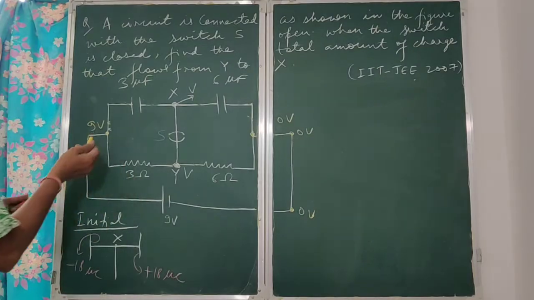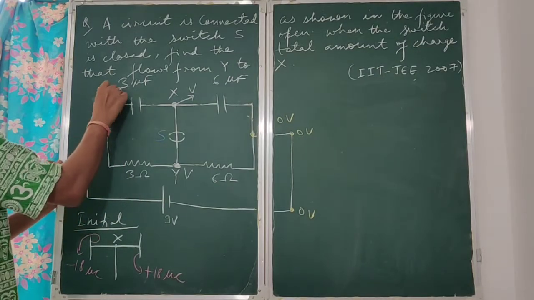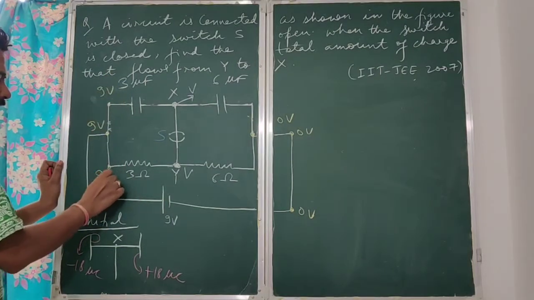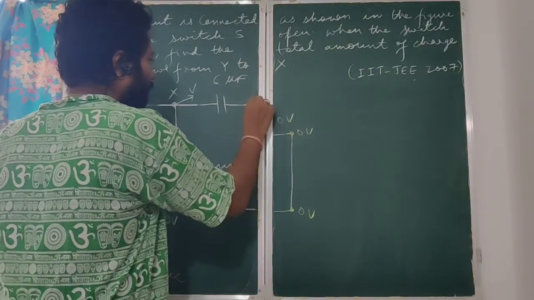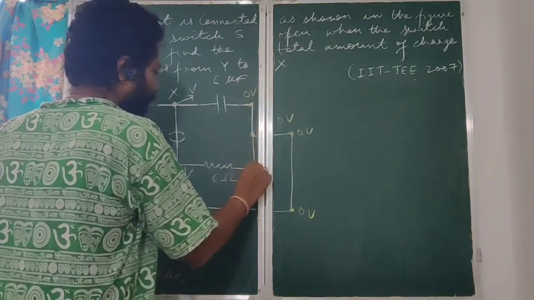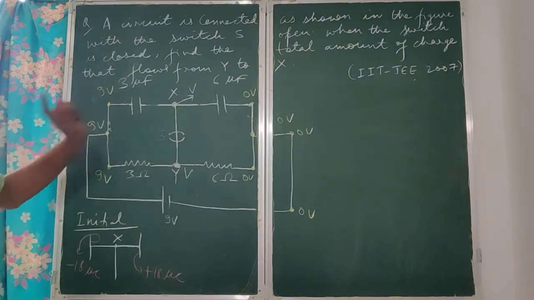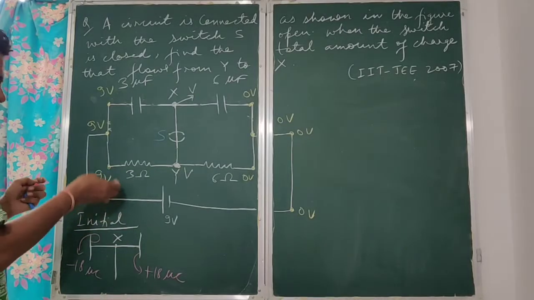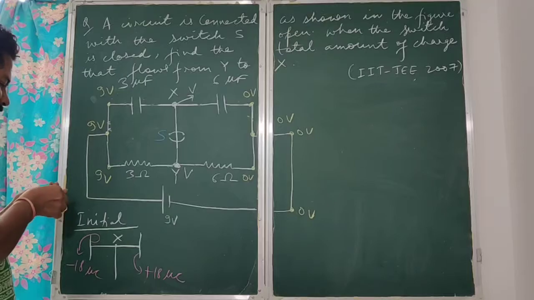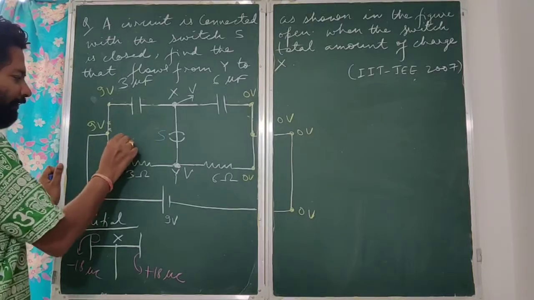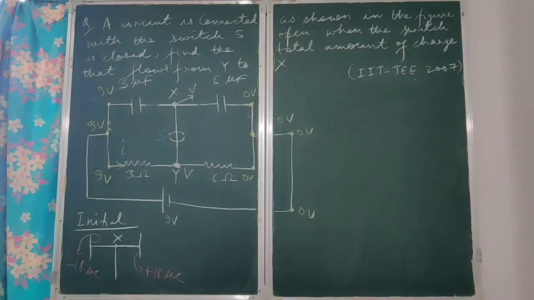The battery maintains a constant potential difference. So this point will also be at 9 volt. This will also be at 9 volt. Here this point will be at 0 volt. This point will be at 0 volt. And this is V. So what is the current that is flowing through this branch? Let us say the current which is flowing is I. So can we write 9 minus V?